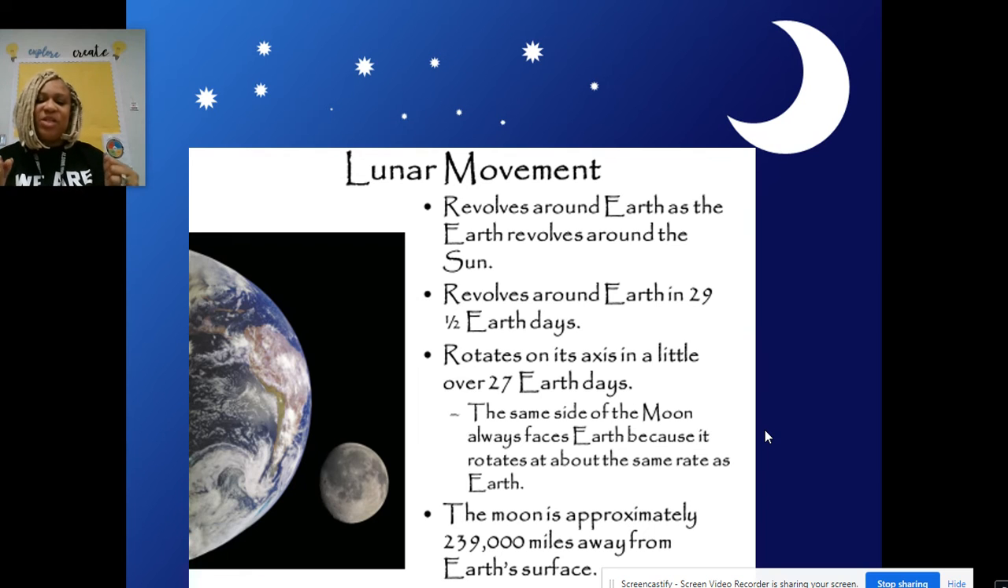Here's a cool fun fact. The moon is approximately 239,000 miles away from Earth's surface. And here's another little cute fact. The name of Earth's moon is Luna. Okay? Luna.